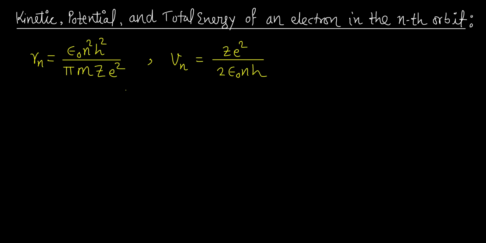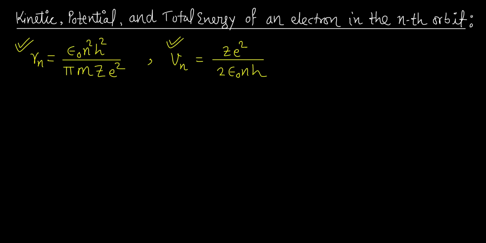Hello students, so today we are going to move forward and calculate the kinetic, potential and total energy of an electron revolving around the nucleus in the nth orbit of a hydrogen-like species. This video is in continuation with the other two videos where I have derived the expression for radius and velocity of the electron revolving around the nucleus in the nth orbit using the Bohr model. Here I have also written the expression for radius and velocity of the electron in the nth orbit, which I derived in my previous two videos.